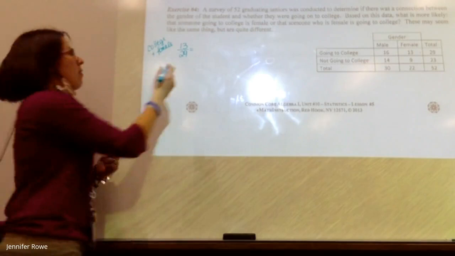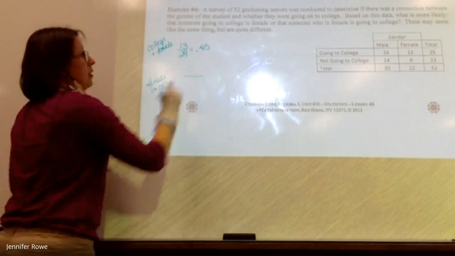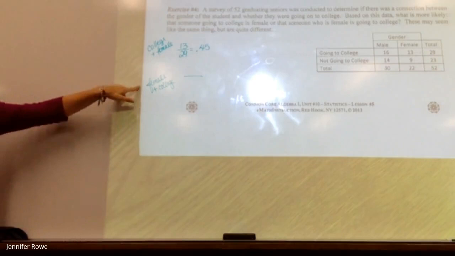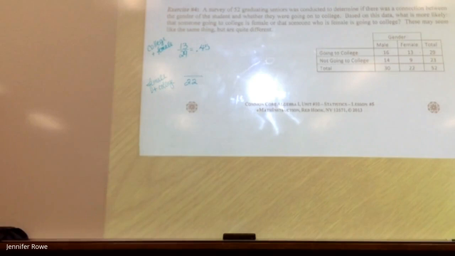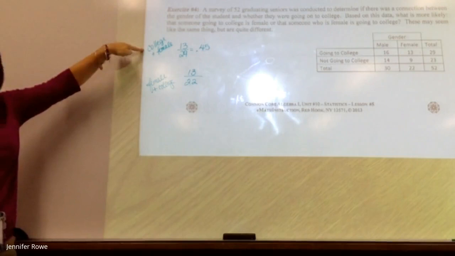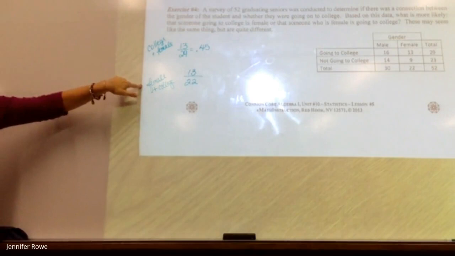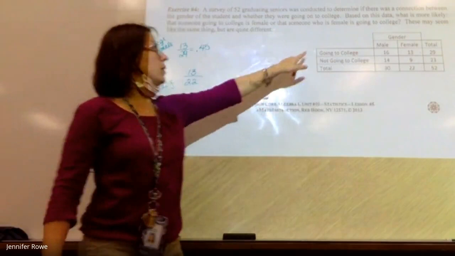Now, someone who is female is going to college. Okay, how many females you got? We did that. Female is 22. And how many of those females are going to college? 13. Didn't we just do this? Nope. Remember, this one was the total kids who were going to college. That was 29. 29 kids are going to college. Of that, 13 were female. This time I said to you, of all the females, that's a total of 22. How many of them are going to college? That's the same 13.